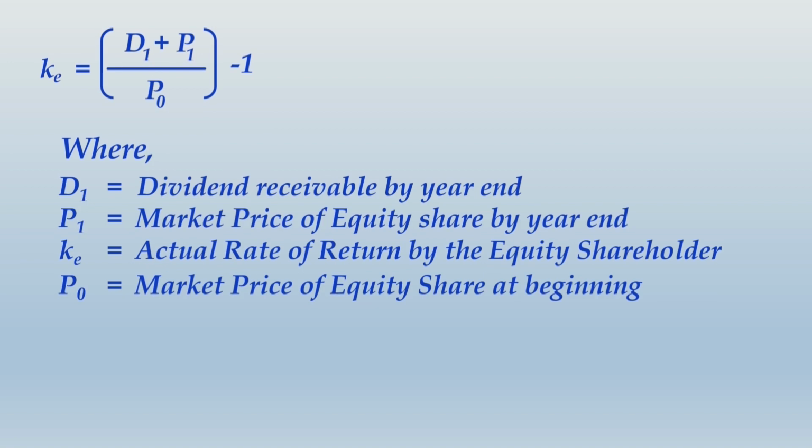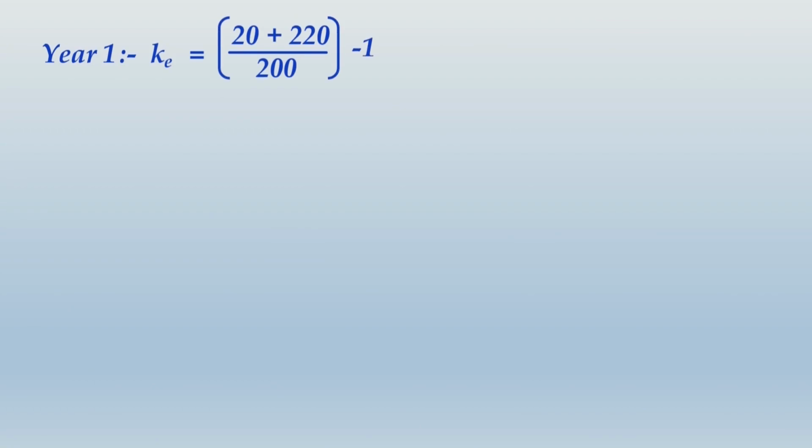So let us compute the rate of return for each of the 4 years by using the same formula that we have discussed. Here for year 1, D1 will be 20, P1 will be 220, and P0 will be 200. The KE for that first year would come to 20%. Please observe this one thing: 220 was P1 for year 1, but this 220 will become P0 when you go to the second year, because that will become the base price for the second year. Just take care of that.